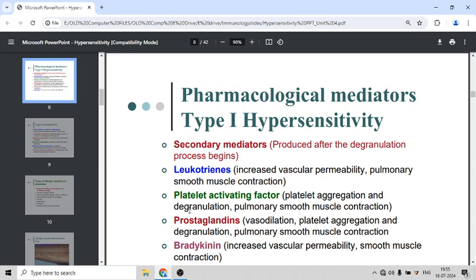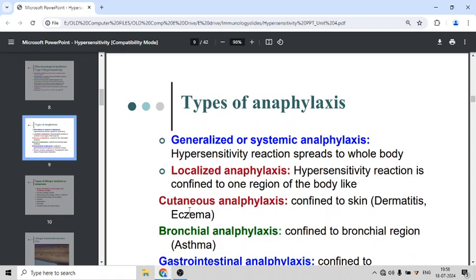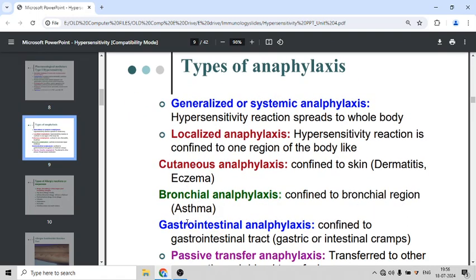Now, the adverse effect of these pharmacological mediators, what one would experience in type 1 hypersensitivity, we will see in detail. It can be classified into two types of reactions: generalized systemic anaphylaxis and localized anaphylaxis. Generalized or systemic anaphylaxis is more severe and detrimental compared to localized anaphylaxis. The generalized systemic anaphylaxis involves the entire body, that includes even the internal organs.